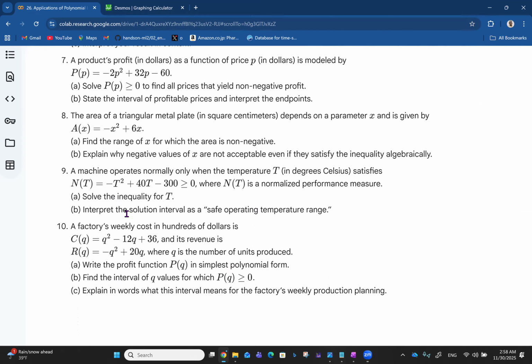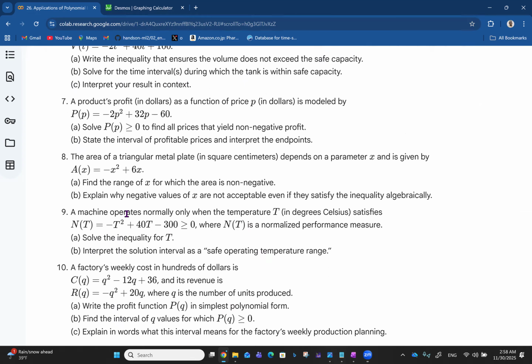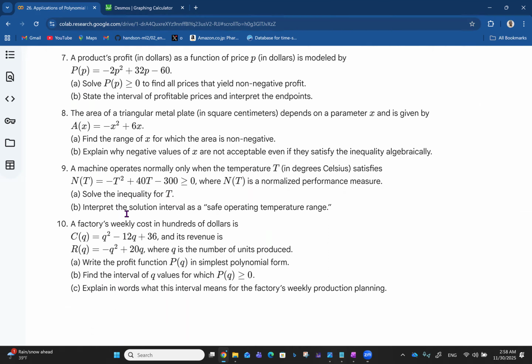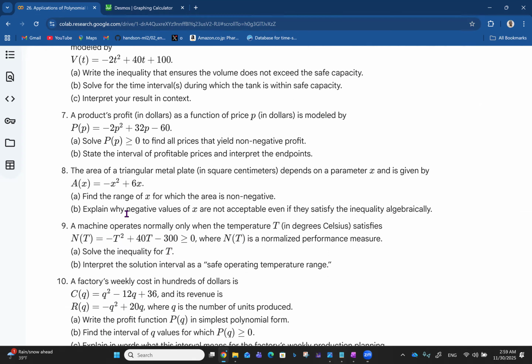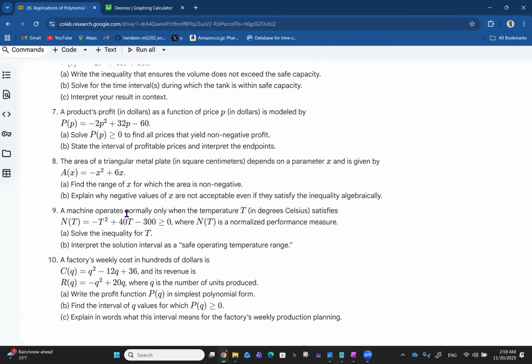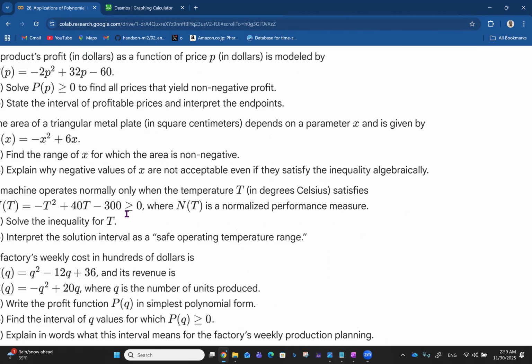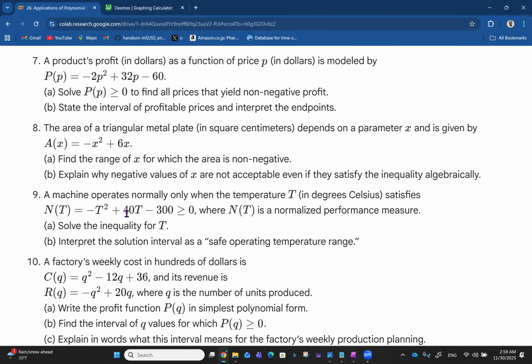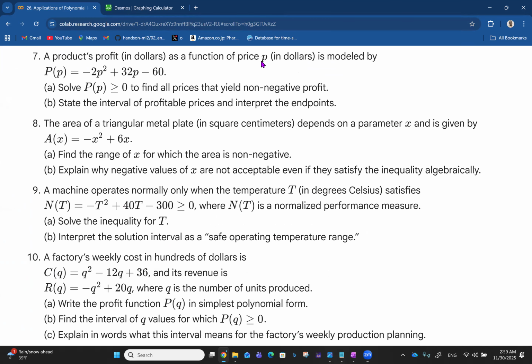Then you have a profit in dollars as a function. Okay, let me fit 6 to 10 in, okay, I think I should do 7. Yeah, this works. So a profit in dollars as a function of price, P in dollars, is modeled by this. Solve P of P greater than 0. So just equate this to greater than or equal to 0.